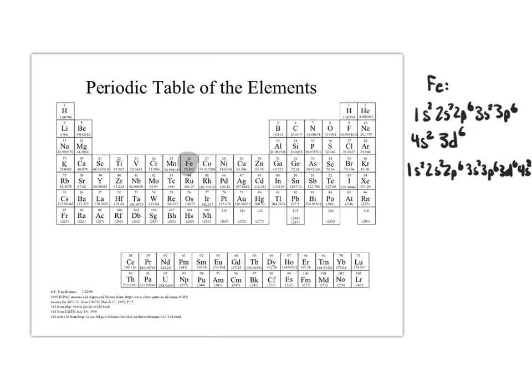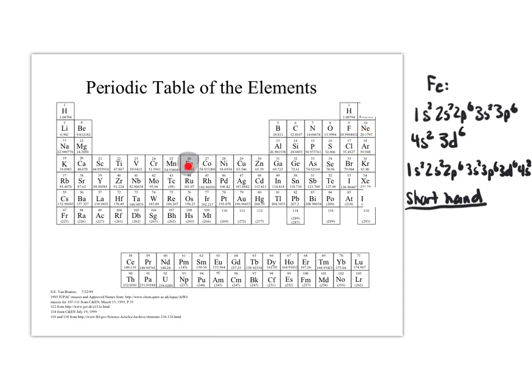Okay, so that's a lot to write down. We can do a shortcut, a shorthand notation for this. The shorthand notation recognizes that this noble gas, so these are the inert gases, these are the ones where the S and P subshells are completely filled, right?